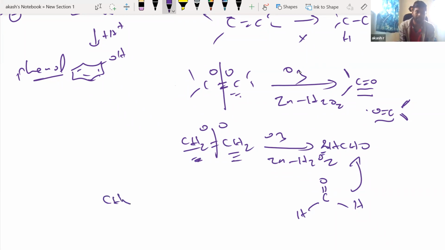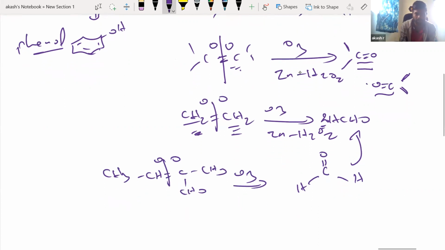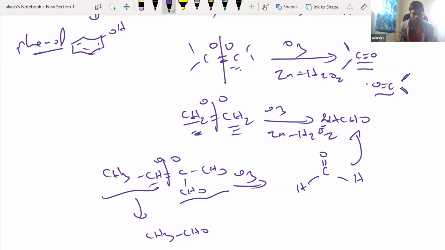Now another example, say CH3 CH double bond C with CH3, CH3. If you have something like this, what do we do? Same thing. Go for ozonolysis, zinc and H2O2, break it and put oxygen. Now this part is going to form CH3CHO. Done. This other part is going to form CH3, C double bond O, with another CH3. Now what are you forming? One aldehyde, another ketone. Wonderful, right? Just by simply going for ozonolysis, you'll be able to convert an alkene into an aldehyde or a ketone.